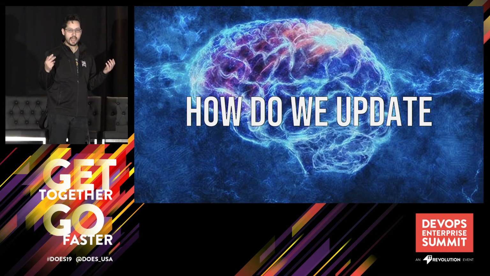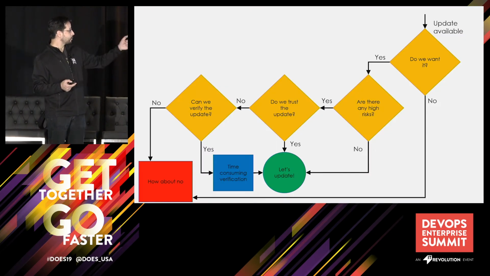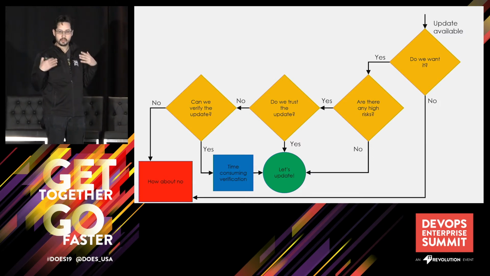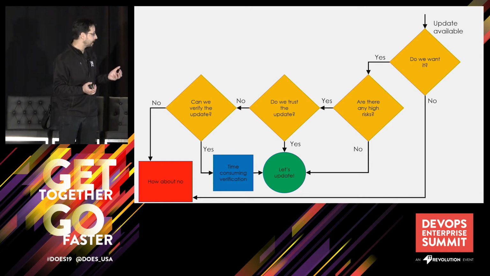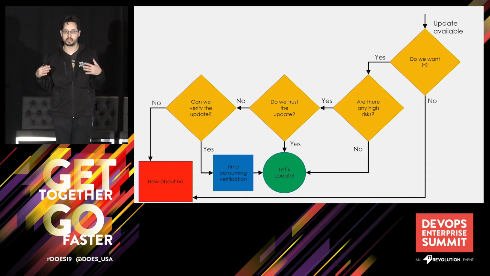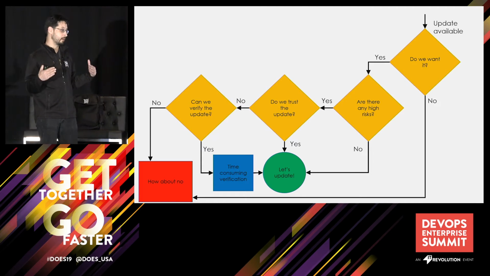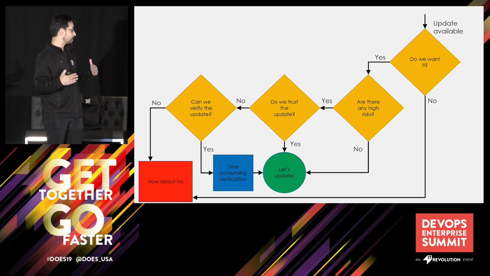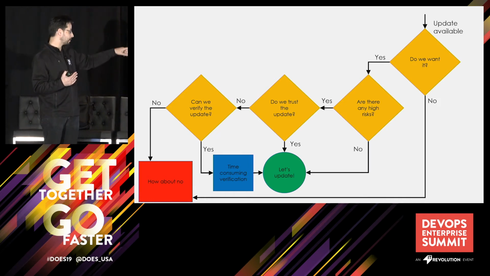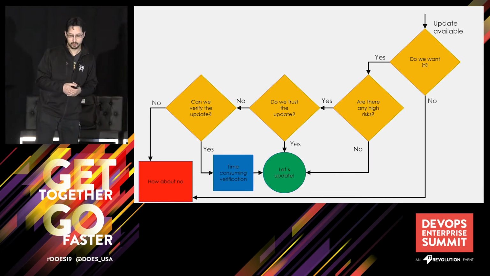OK, so getting back to how do we update? We go back to, do we trust the update? If we trust it, yes, we'll update. If we don't trust it, we have another option. Can we verify the update? Can we verify that this is something which won't break production? If the answer is yes, then we might trust it, but increasingly the amount of time needed to verify the update is going to be very long. It's very long and labor intensive to verify the update and make sure it doesn't introduce any problems. And of course, if we can't verify it, then we're back to no, which is not great.